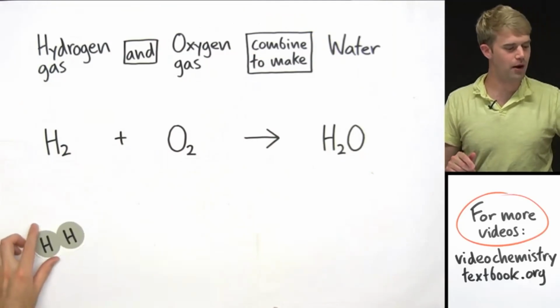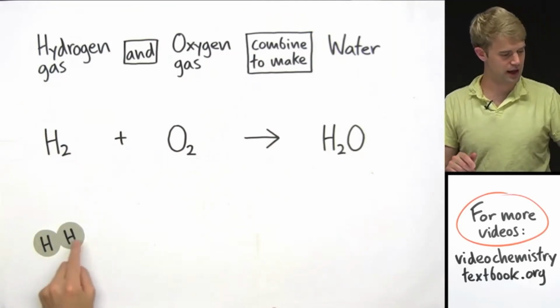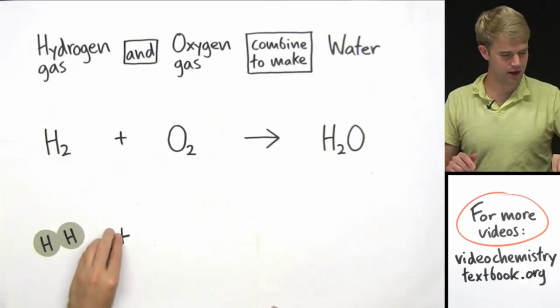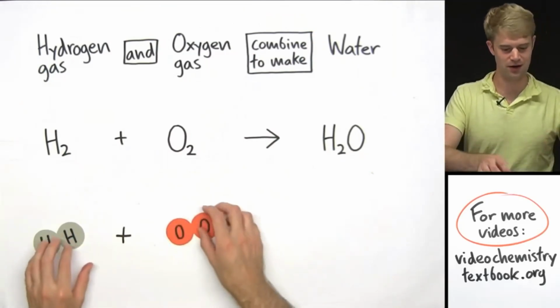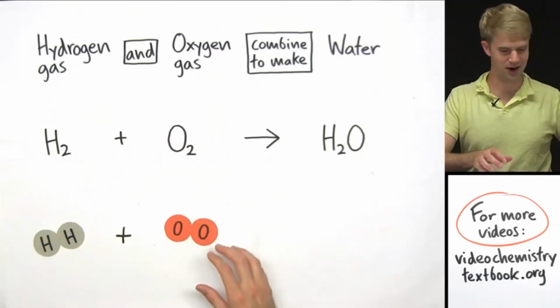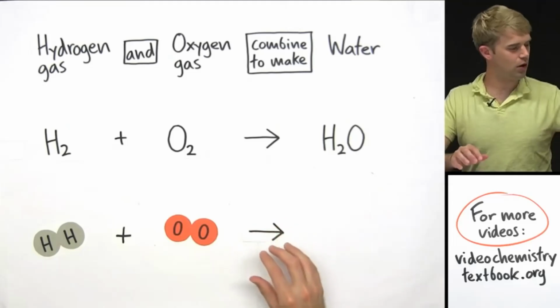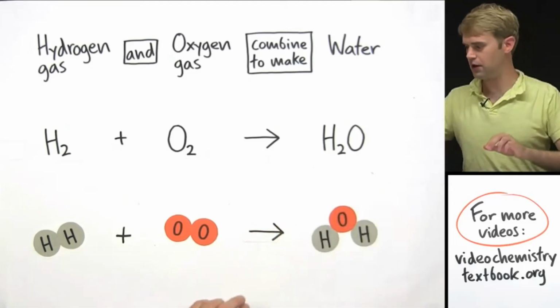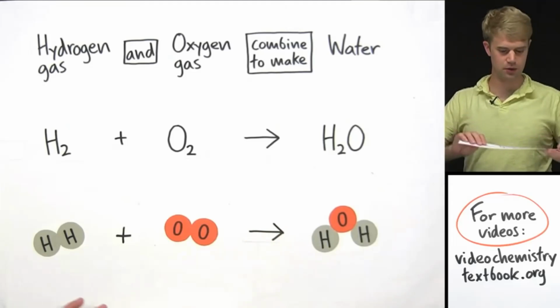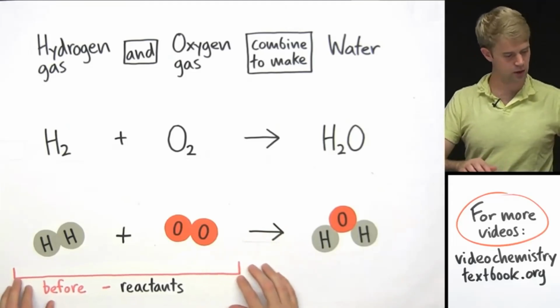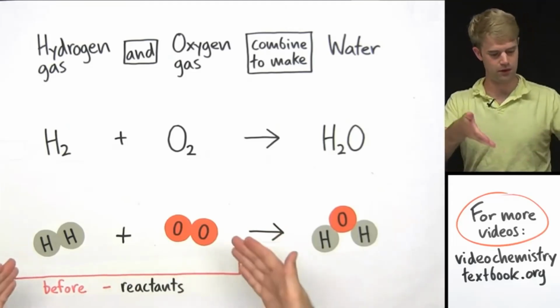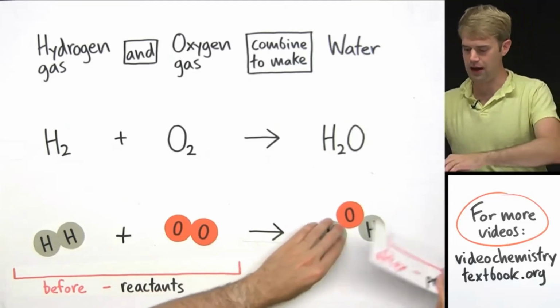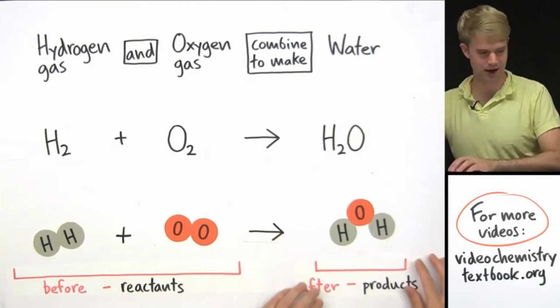Okay, we've got 1 molecule of hydrogen gas, H2. Then we have 1 molecule of oxygen gas, O2. We got our arrow here, and H2O, water, is over here. Okay, so just like we saw previously, on this side of the equation is what we start with. It's our before. We've got our reactants, and over here is our after, our products.